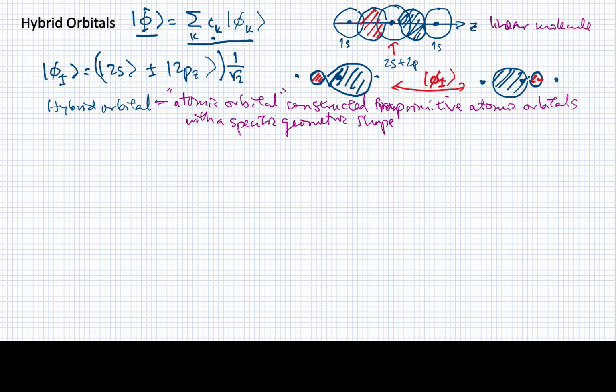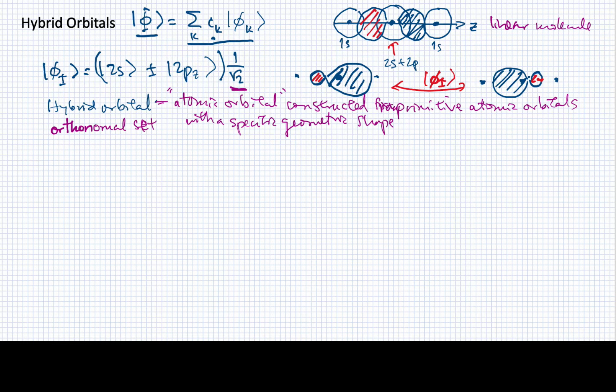Moreover, what I'm going to insist is that these orbitals all be orthonormal to one another. So I effectively want my hybrid orbitals to represent an orthonormal set. Remember that orthonormal means that each of the orbitals is normalized, so that's why I added this factor.